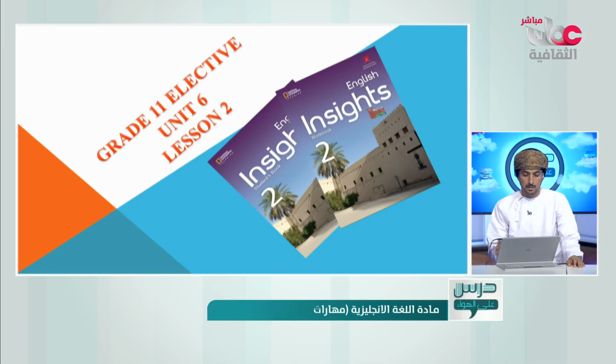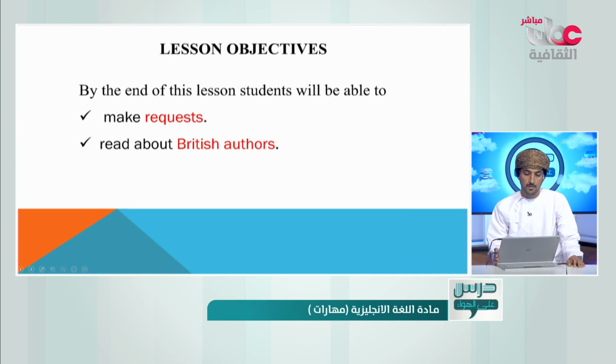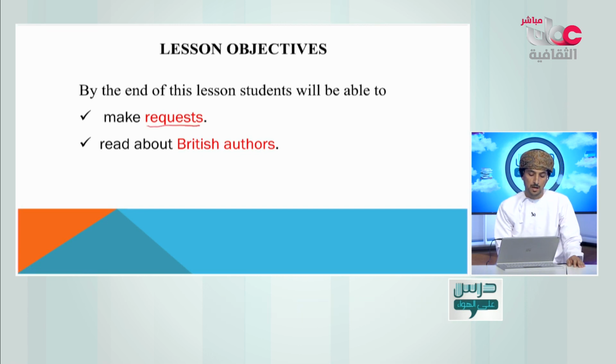Dear students, today our lesson will be unit number 6, lesson number 2, 6D and C. First, we will start with the objectives. By the end of this lesson, students will be able to make requests. So today we are going to make requests, and then we will read about British authors, some famous British authors.